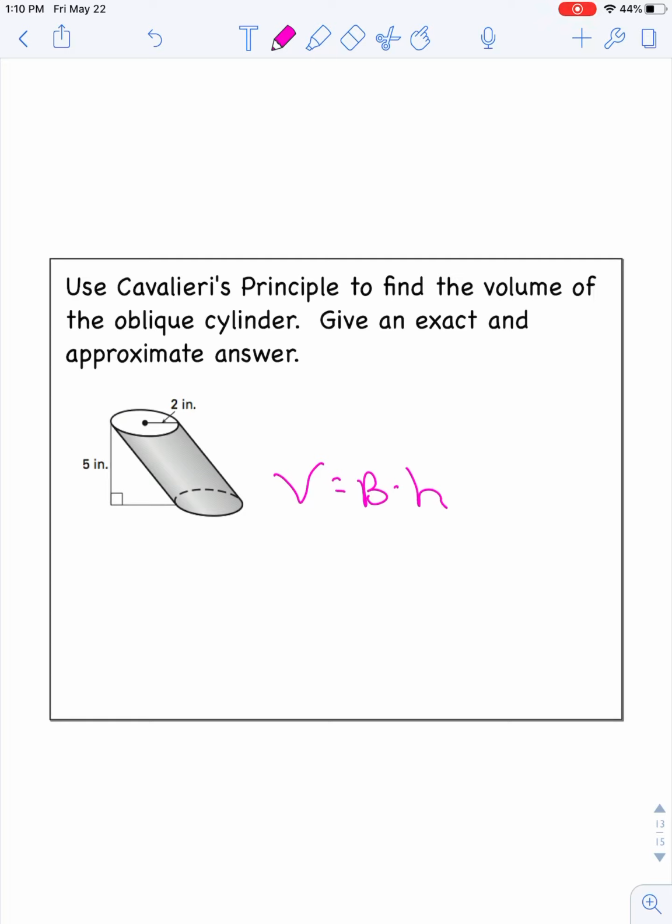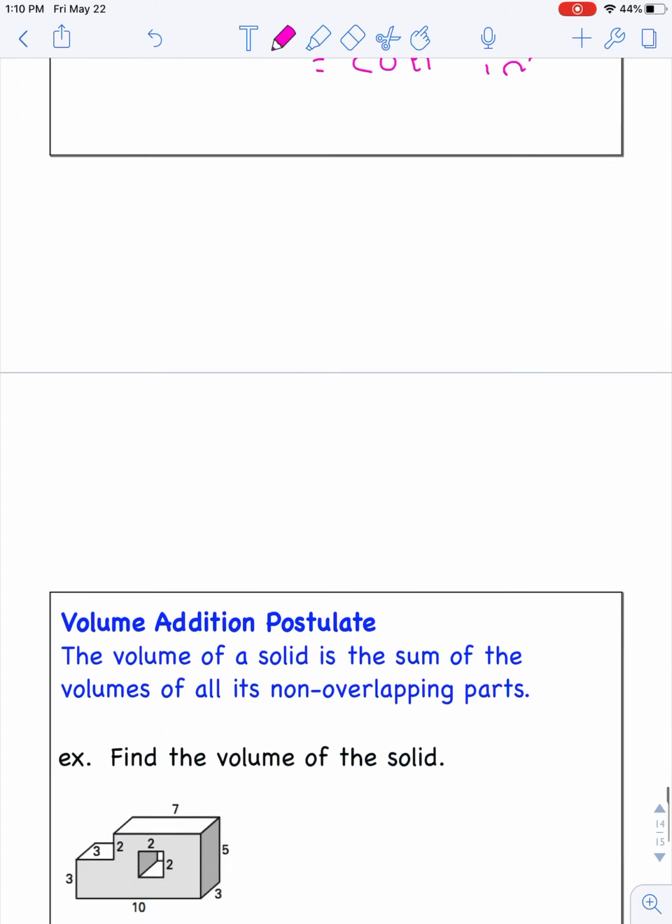It's kind of like a deck of cards. If you slide the deck of cards, you haven't changed the volume. It's just not at a right angle anymore. So for this particular example, the area of the base is pi times my radius squared times the height, which is 5. And that gives me 20 pi inches cubed. And you could get a decimal for that if you prefer.